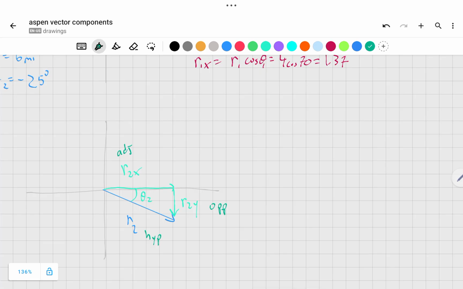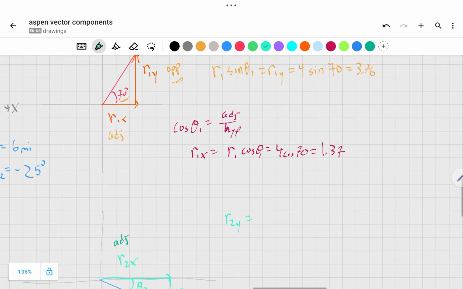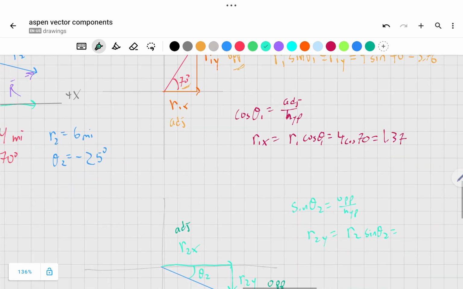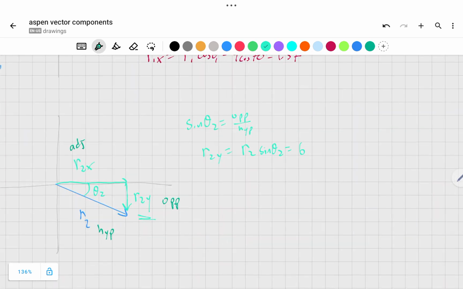Okay, so I'm going to find how much in the x we are and how much in the y we are. Let's start with this one. If I'm looking for R2 in the y, I'm going to use sine, because it's the opposite side. So sine theta 2 equals opposite over the hypotenuse. I multiply both sides by the hypotenuse, and I get R2y equals R2 times the sine of theta 2, which we were told was 6 and 25. So I have 6 sine of 25.